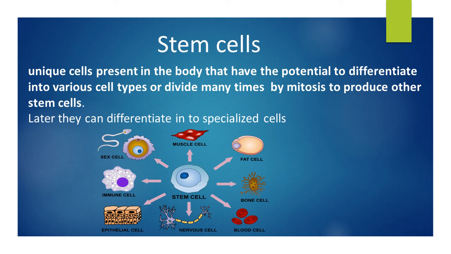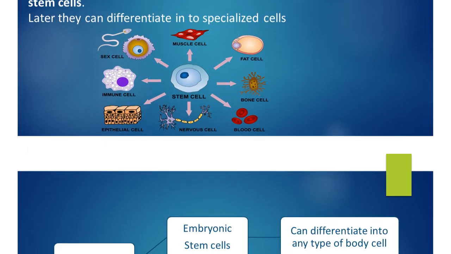So then we will look at what stem cells are. Stem cells are unique cells present in the body that have potential to differentiate into various cell types, or they can divide many times by mitosis to produce other stem cells. So later they can differentiate into specialized cells. So simply, stem cells are undifferentiated cells. They have potential to differentiate.